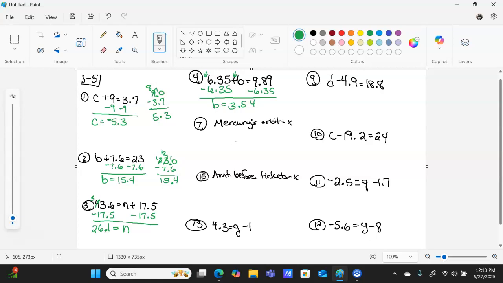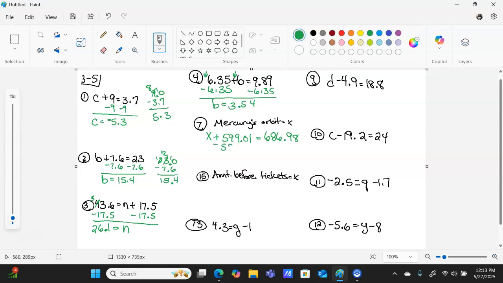Number 7 is a word problem. They ask you to write an equation and solve. The planet Mars takes 599.01 days longer than Mercury to orbit the sun. So I don't know what Mercury's orbit is, but I know Mars takes 599.01 days longer than that. And it tells me Mars does orbit in 686.98 days. So there's my equation.